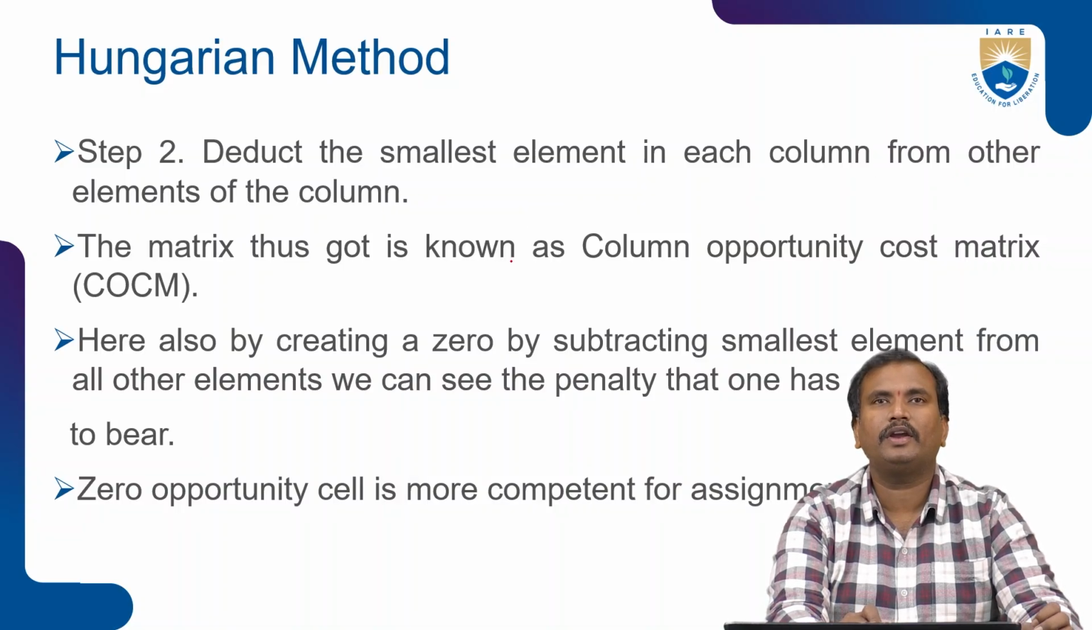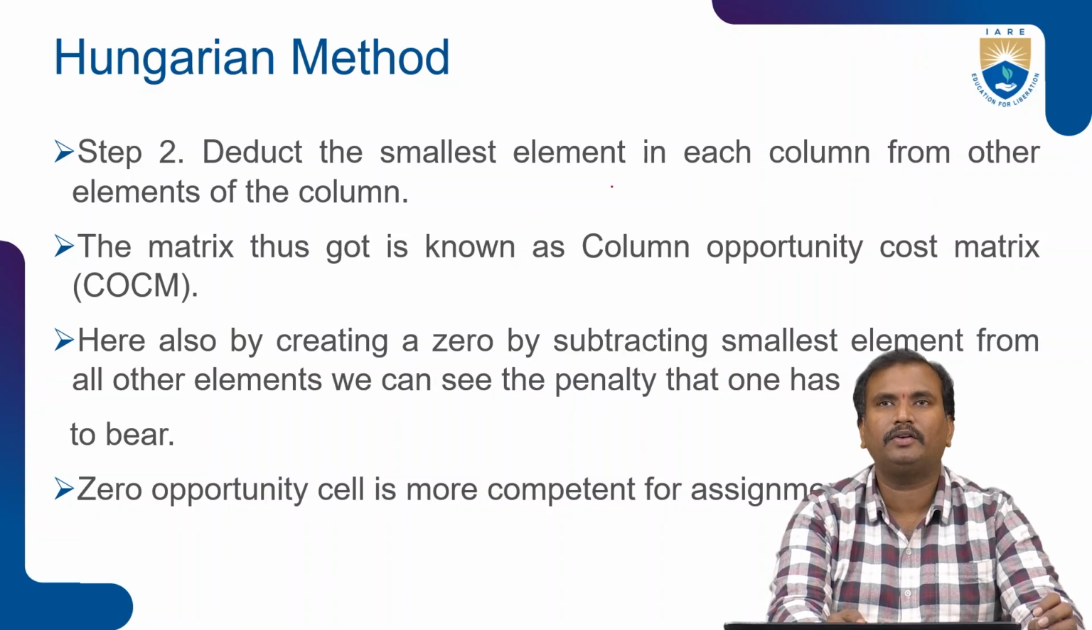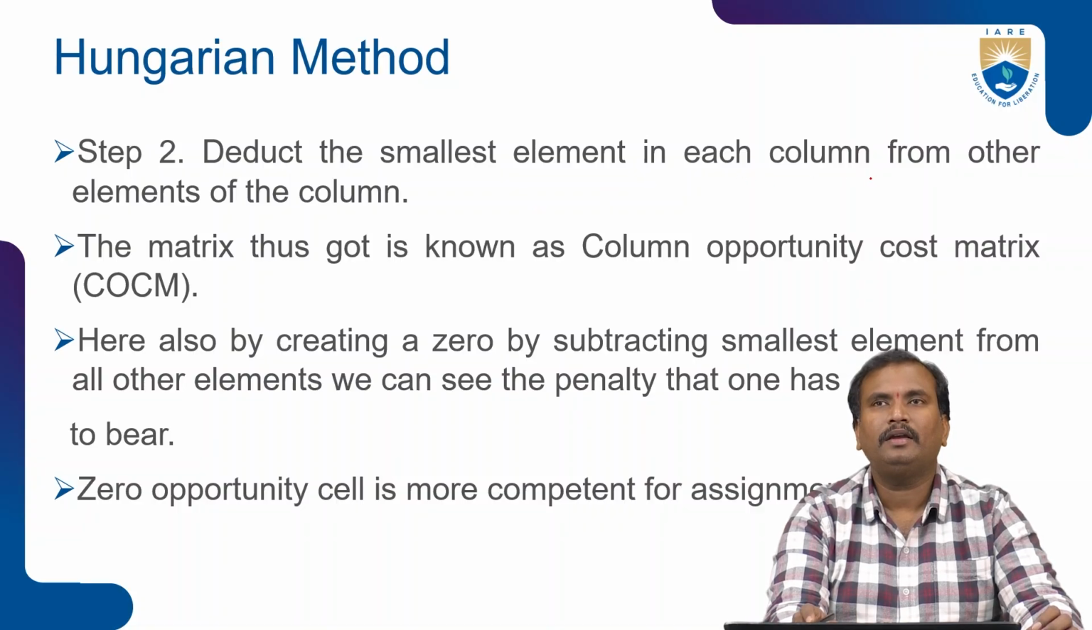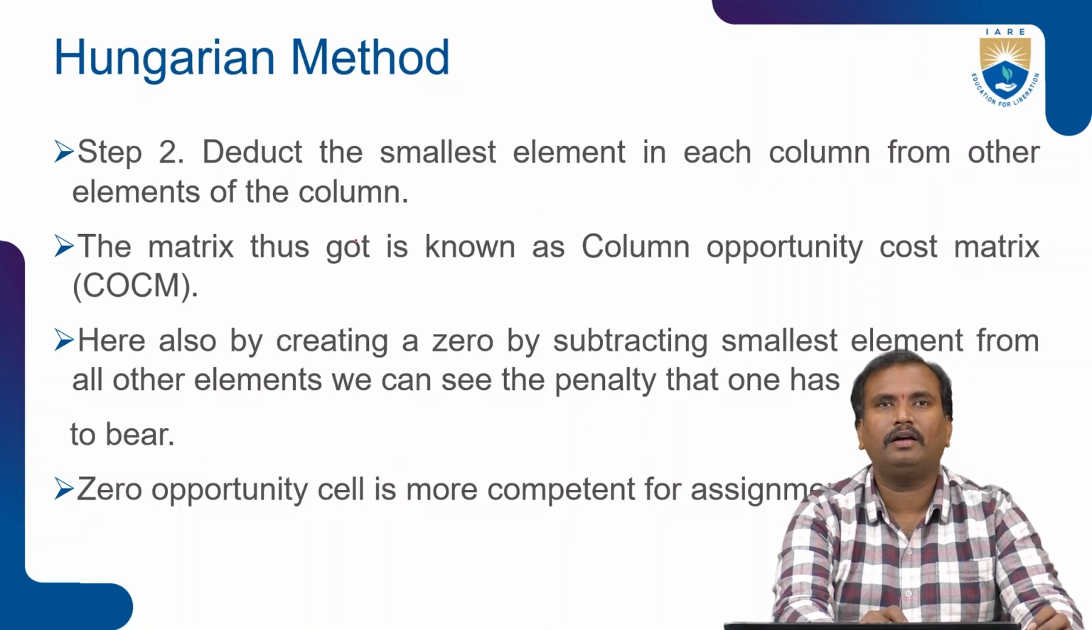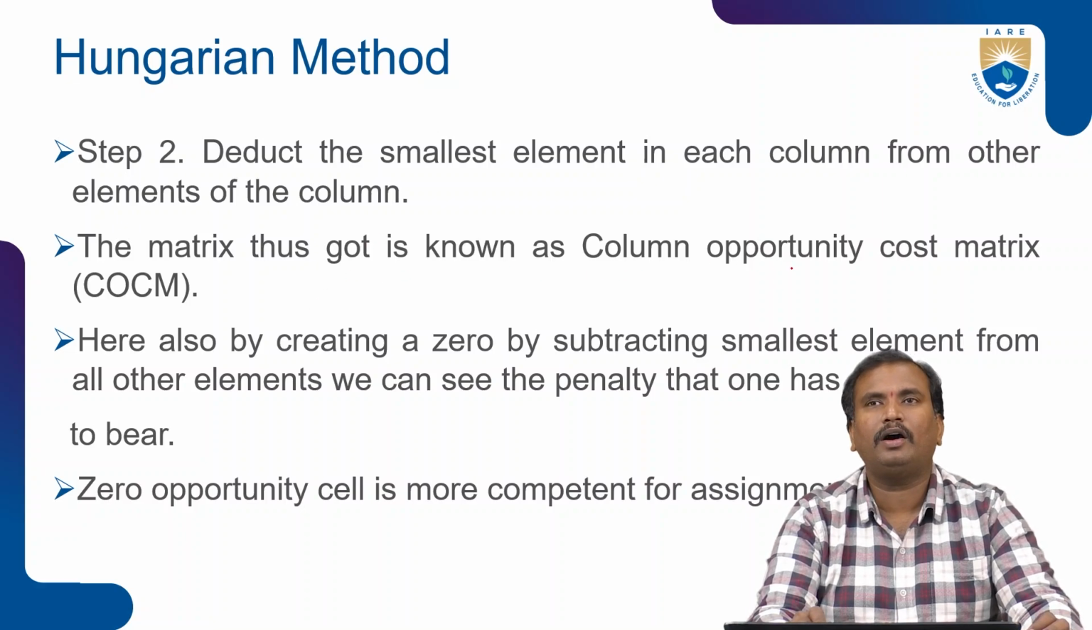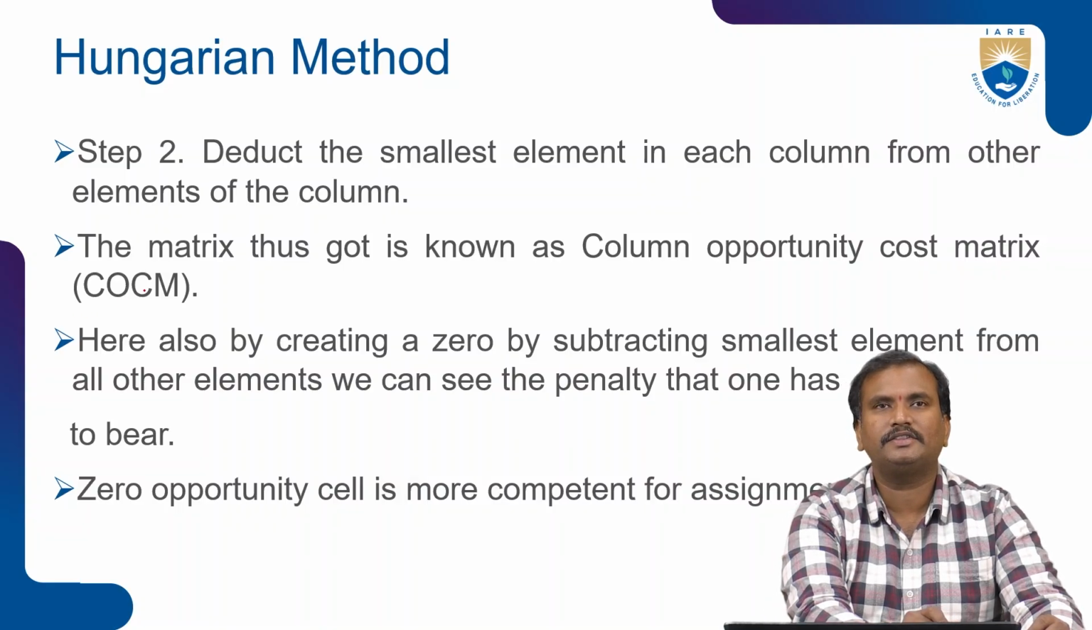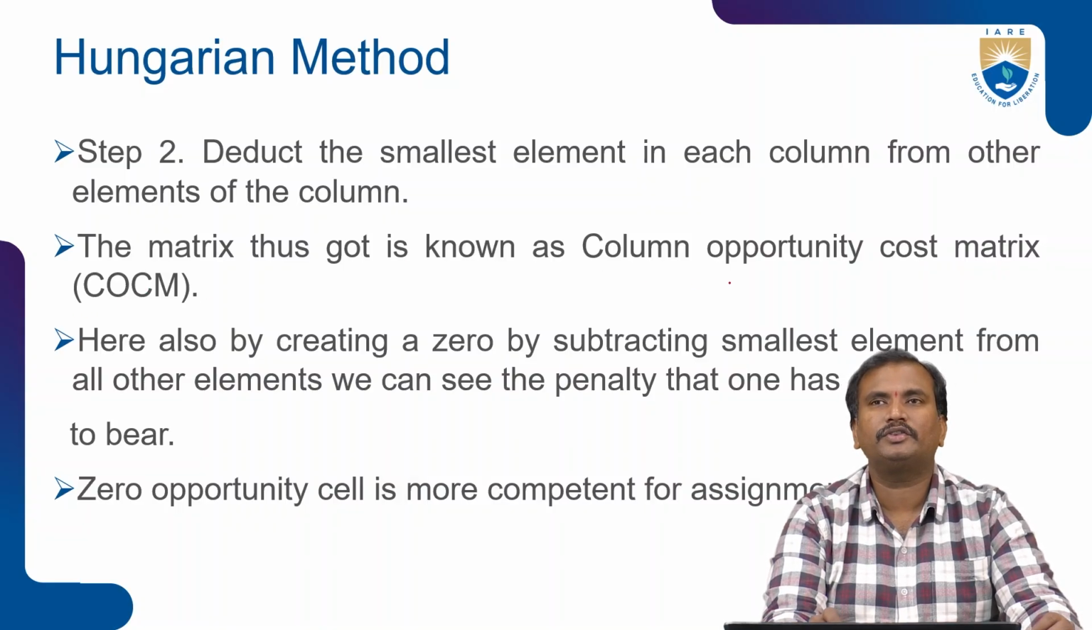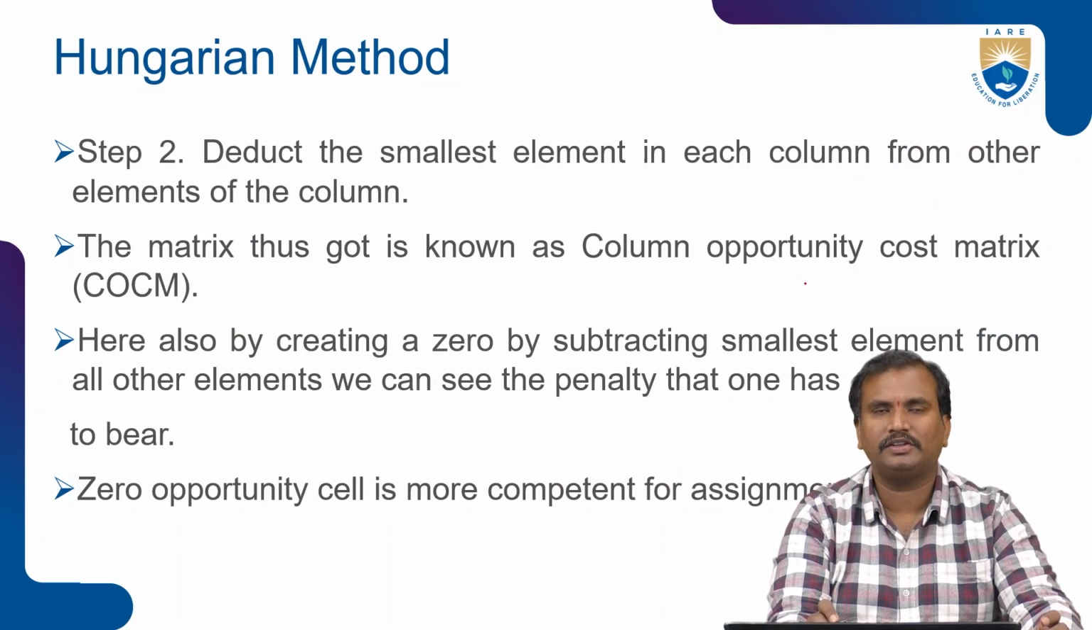And step 2: deduct the smallest element in each column from the other elements of the column. The same way we have done it row wise, we have to do it column wise also. We need to find the smallest element in each column, and from the other elements of the column we have to subtract. The matrix thus obtained is known as the column opportunity cost matrix, which can be taken as COCM. Row opportunity cost matrix is ROCM. Column opportunity cost matrix, COCM.